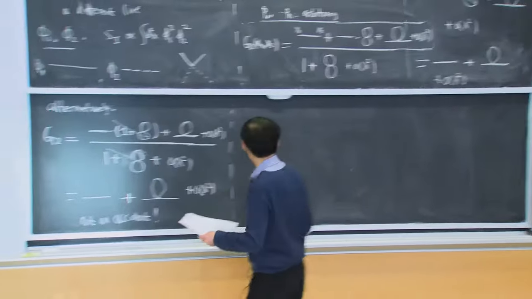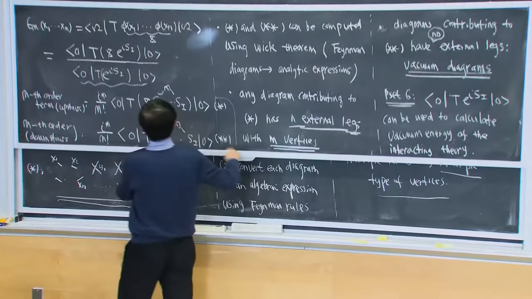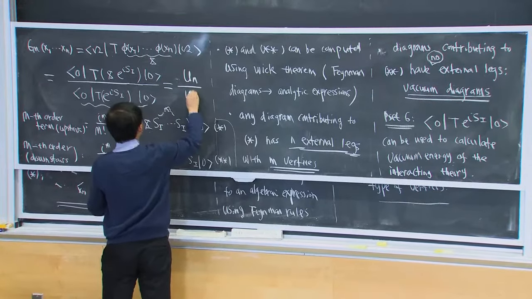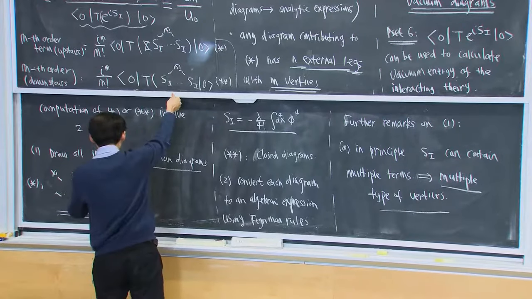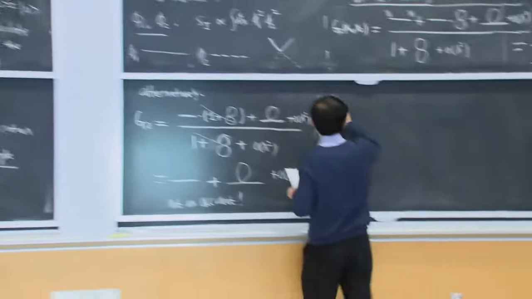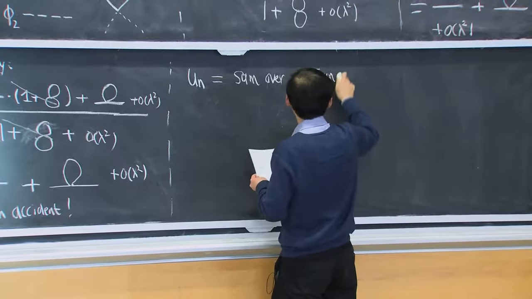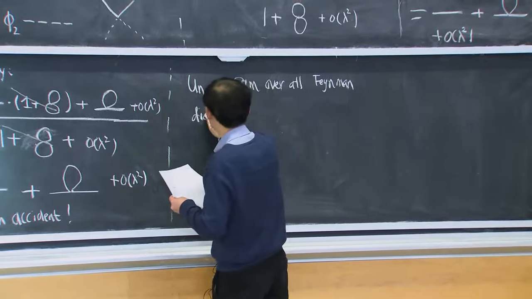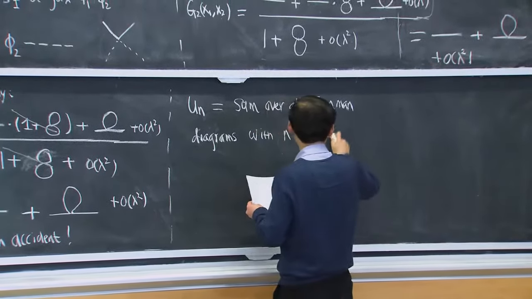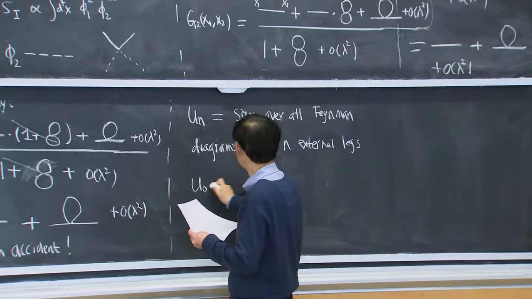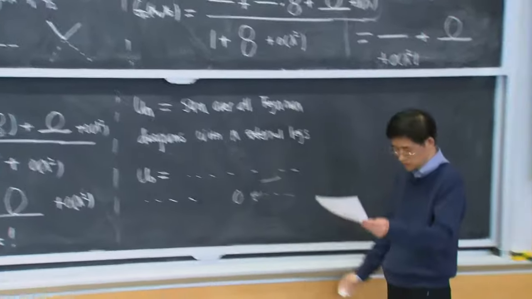Okay, so now let's call the upstairs un, and this u0. So un is just the upstairs, and u0 is the downstairs. The un, by definition, corresponds to the sum over all Feynman diagrams with n external legs, and the u0 by definition is the sum of all Feynman diagrams with zero external legs.